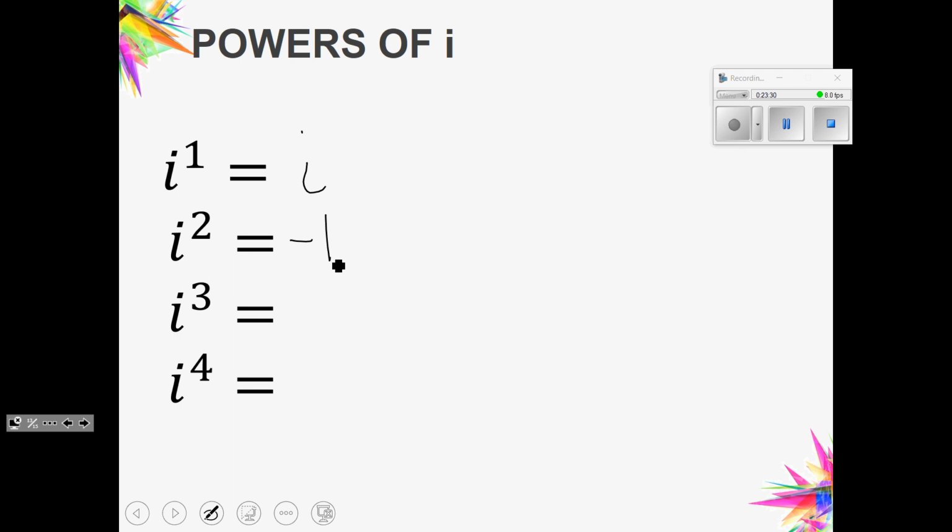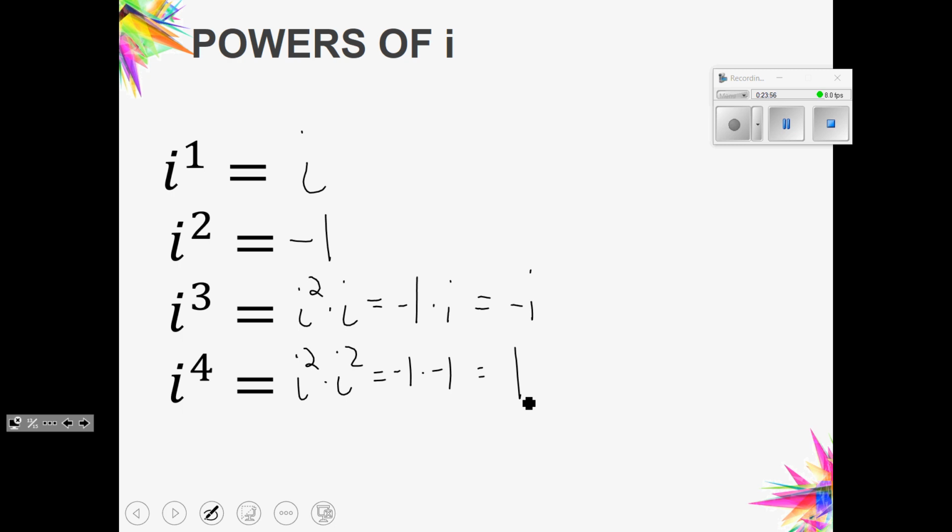What's another way to write i to the third? You could do i squared times i, and we know i squared is equal to negative 1, times i. So i cubed is equal to negative i. We know i to the fourth could be i squared times i squared, which would be negative 1 times negative 1, which would be positive 1.